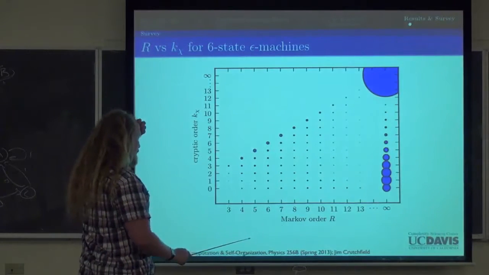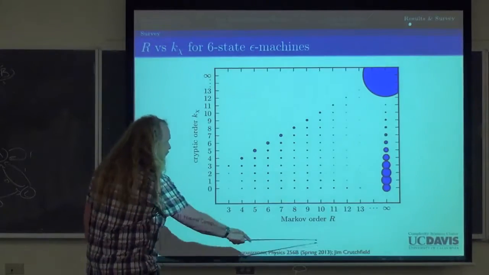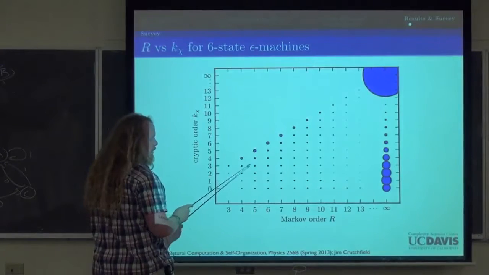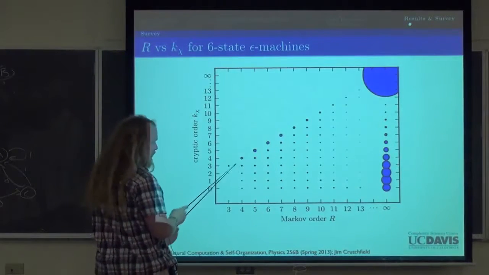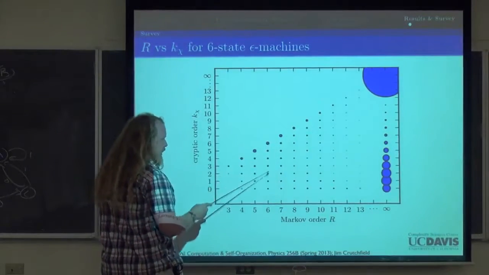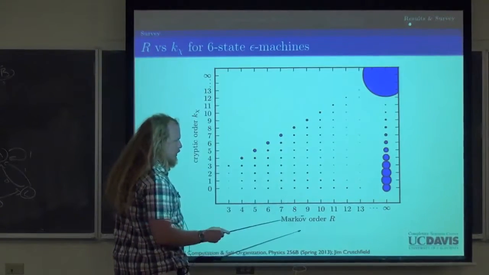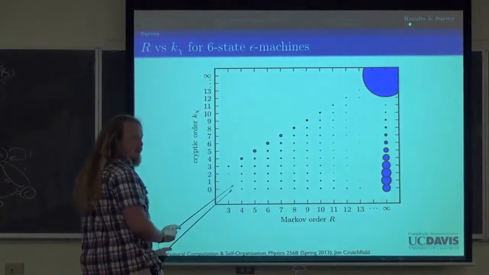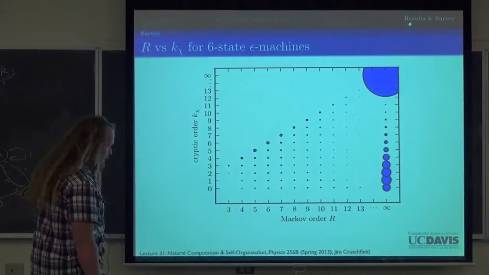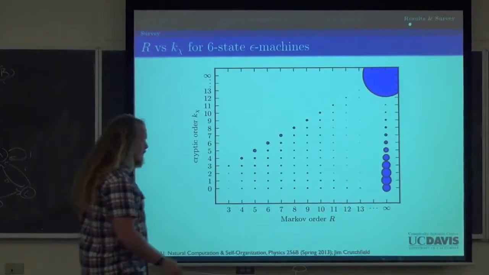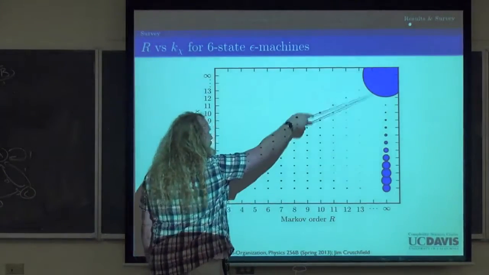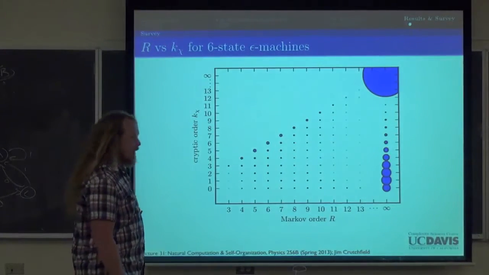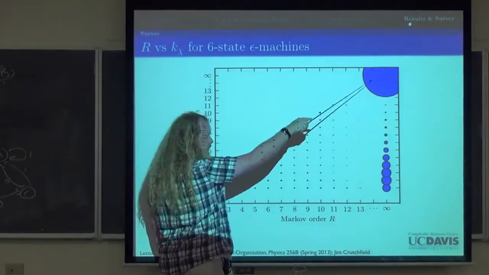So, a number of features here. First off, of the finite Markov order area, so these ones here, we notice the density tends to be when Markov equals cryptic, so along this line here. And there are fewer machines with large but finite Markov order or small but finite Markov order. Second, we do notice that even when the Markov order is infinite, the cryptic order is finite in a large number of cases. These aren't very small dots. These are the biggest ones that aren't this one.